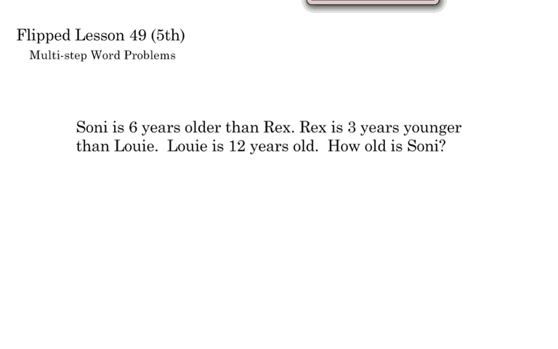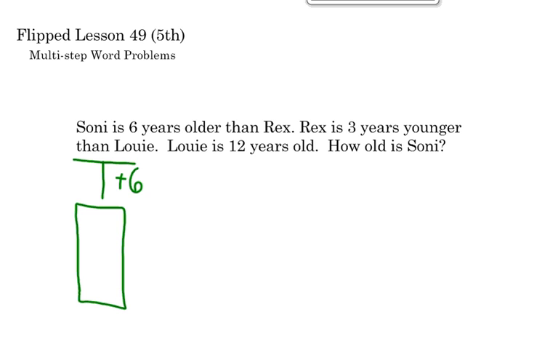If we want to illustrate this, I can draw a picture that represents Rex's age. And I know that Sony is plus 6, 6 years older than Rex. The next part of the information says that Rex is 3 years younger than Louis. So younger is going to have to deal with the idea of subtraction. Subtract 3 from whatever the age of Louis is. And then, of course, the third line says that Louis is 12 years old.